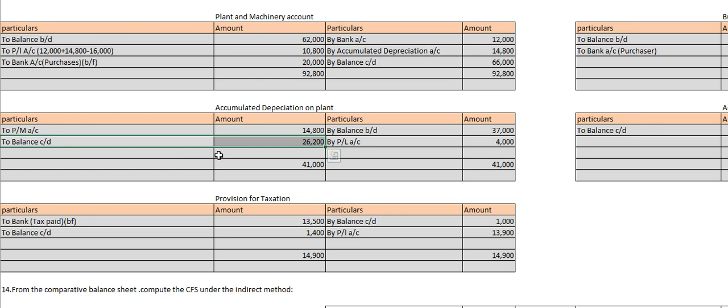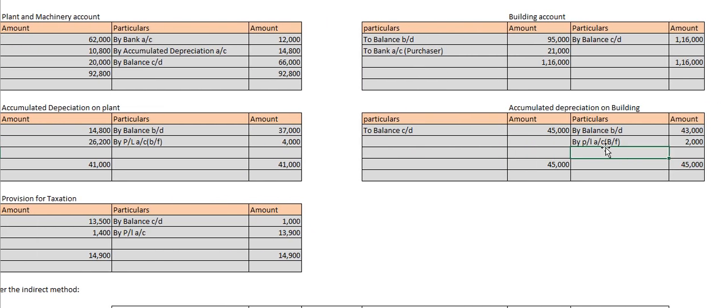So if you see, there is accumulated depreciation which is charged in your plant and machinery. Just the correspondent entry you will put it here. So to plant and machinery account, 14,800. So the balancing figure will be transferred to your profit and loss account, which is 4,000.